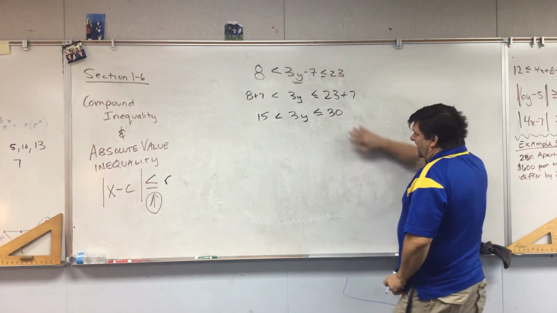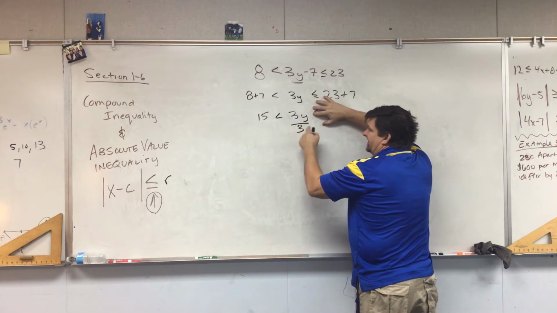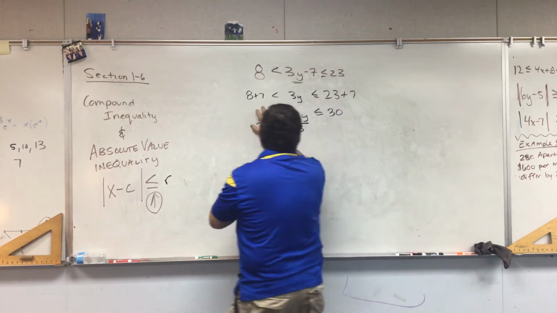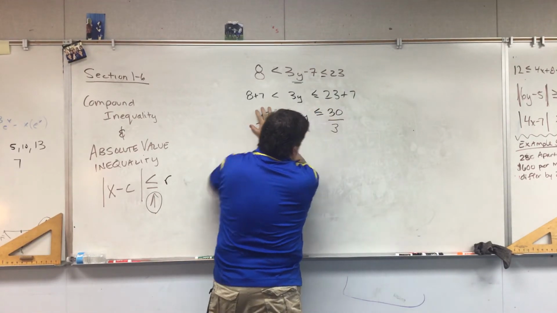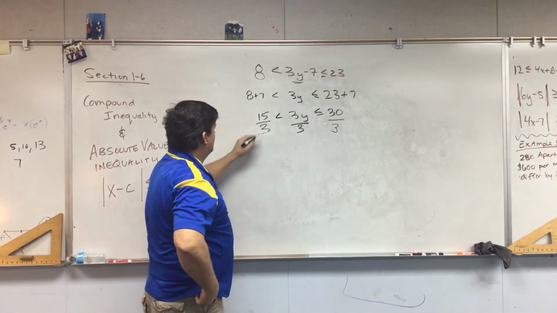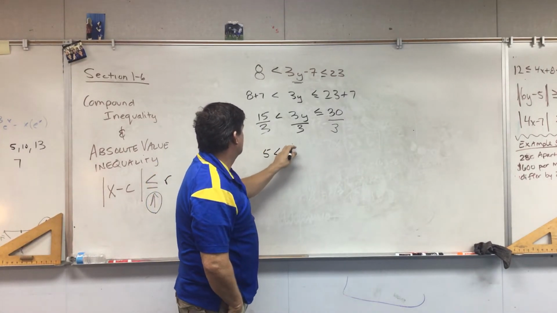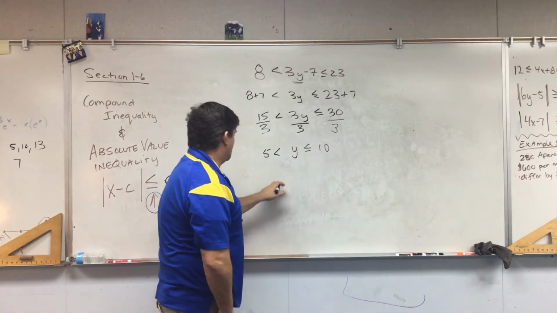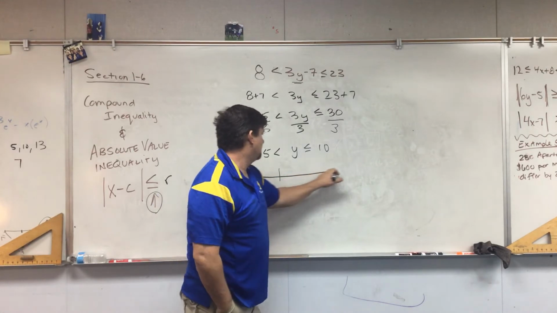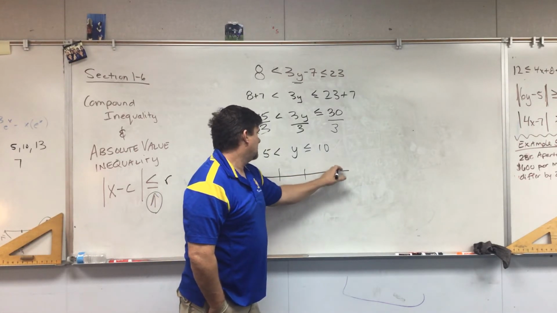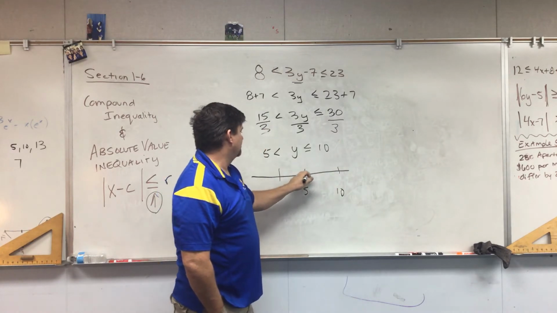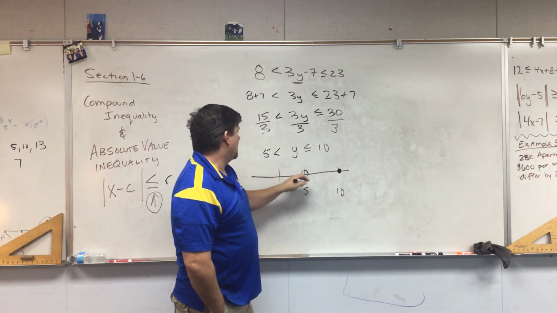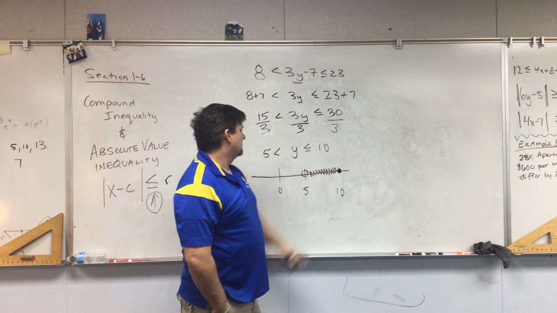Now I know I can divide this by 3, but if I divide this by 3, I have to divide that by 3. And if I divide this by 3, I have to divide the right side by 3. So then we get 5 is less than y, which is less than or equal to 10. So if I put that on my number line, if I put a 0 here, and I go 5, and I go 10, this is an open circle, this is a solid circle, and y is in between both of those. That's what my answer looks like.